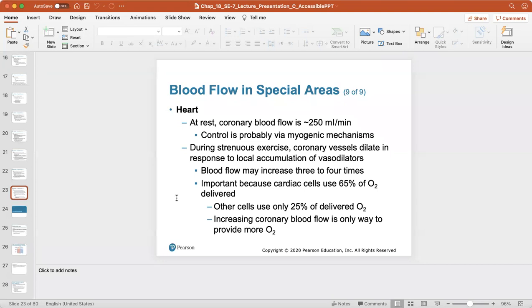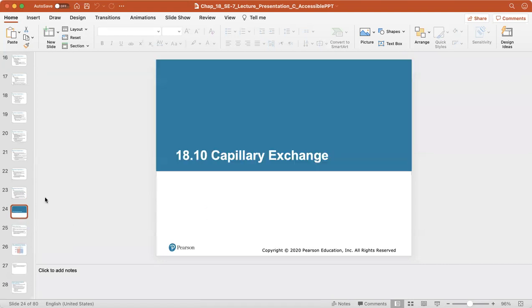But during exercise, like you could probably expect, your coronary vessels will dilate and blood flow may increase. And this is extremely important because your cardiac cells use about 65% of oxygen delivered. Other cells only use about 25% of delivered oxygen. And increasing coronary blood flow is the only way to provide more oxygen.